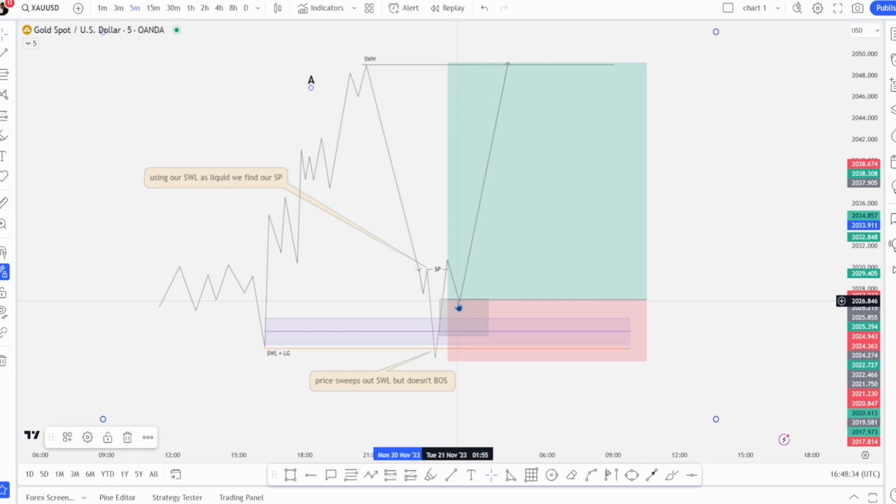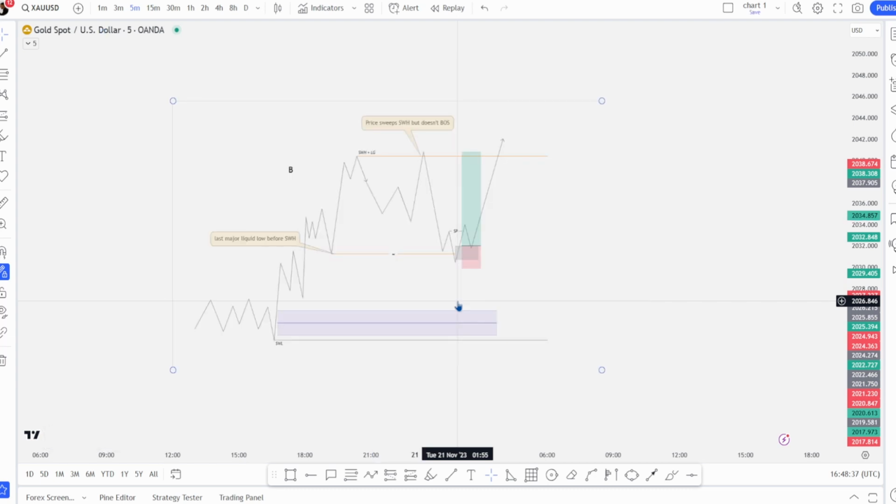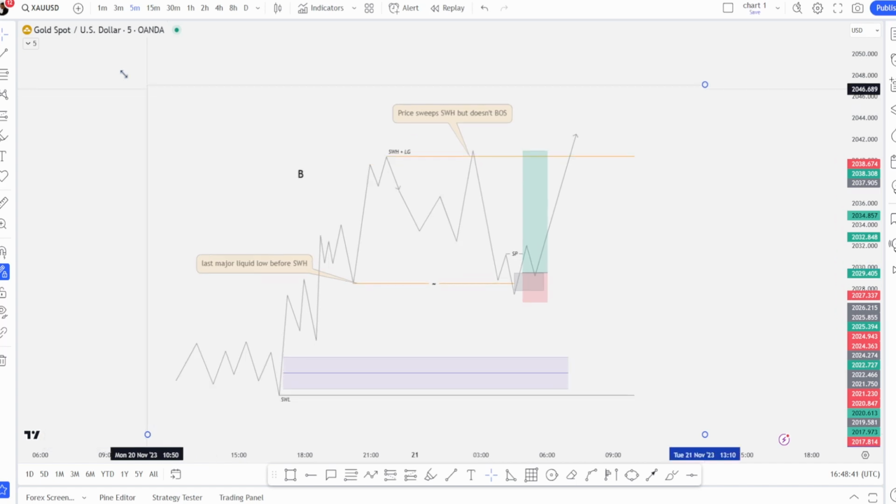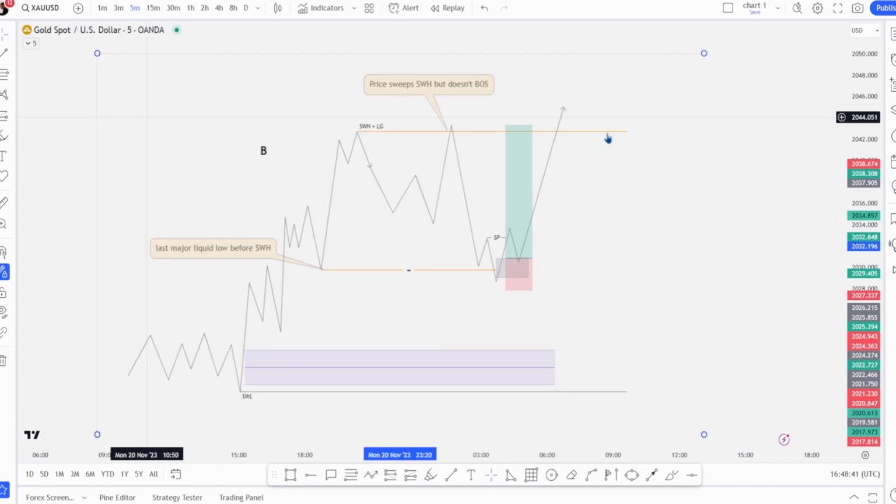So scenario B. Scenario B is slightly different, but it holds the same overall principles. Now, scenario B is slightly different because what we are looking at here is, again, a pre-established swing range. But in this case, instead of price pushing down into our range, we establish our swing high and then we push the swing high and we do not close out above it.